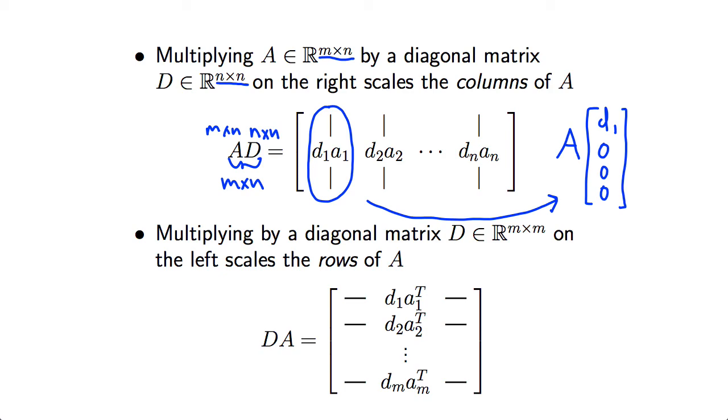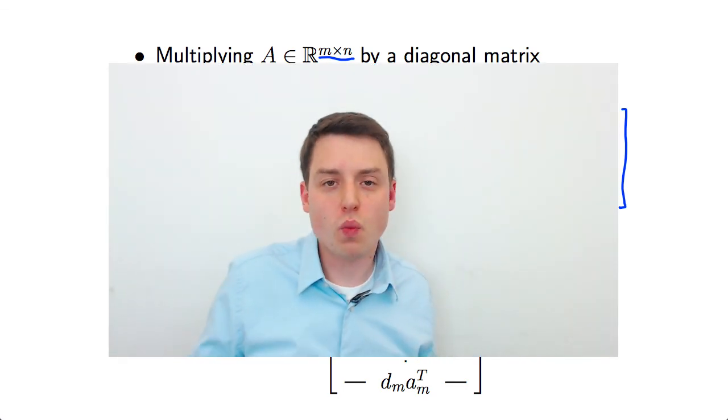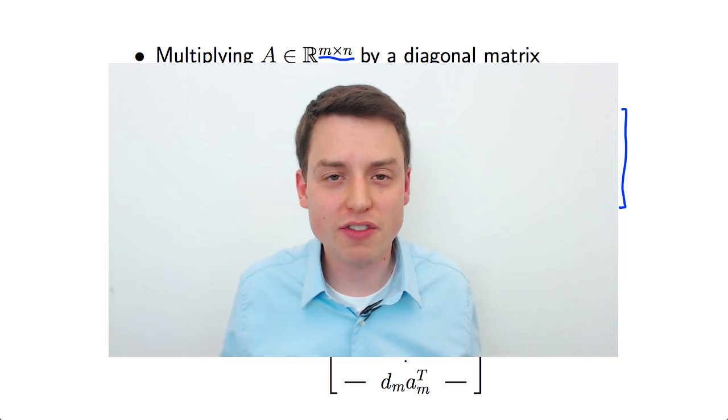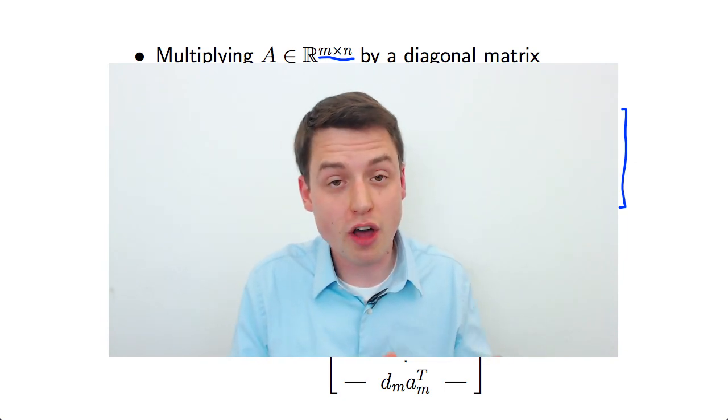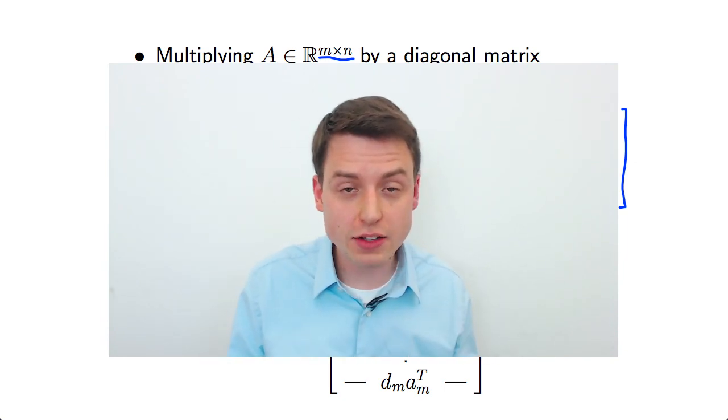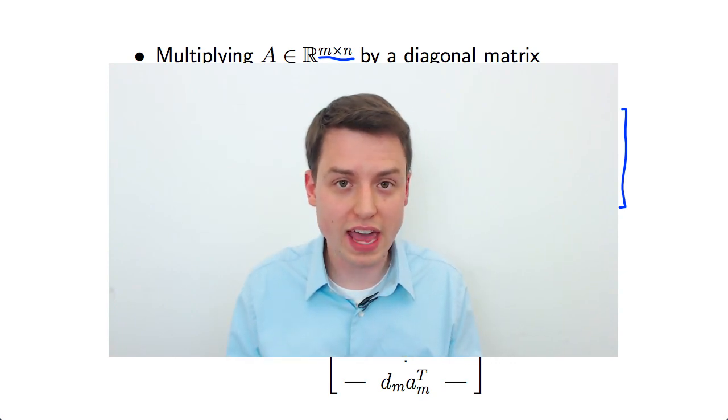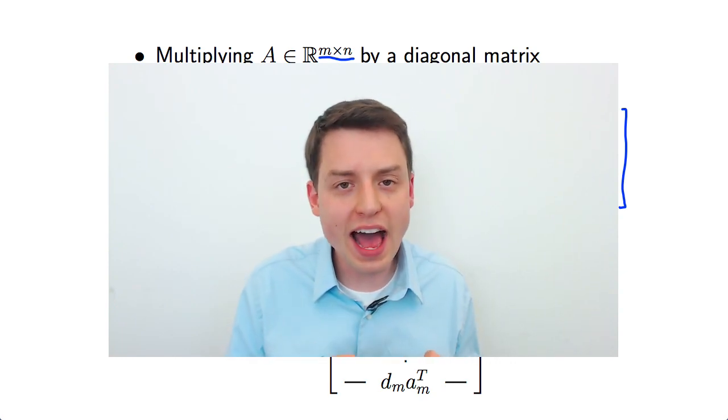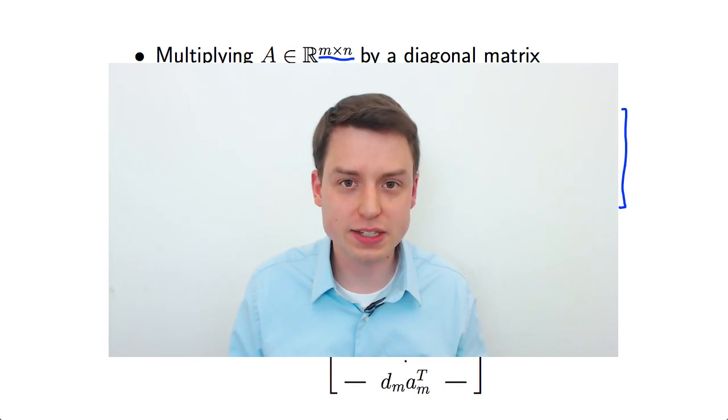Similarly, though I won't write it down as explicitly, if we multiply on the left by a diagonal matrix, that is equivalent to scaling the rows of A by the diagonal elements of that matrix. Now, if you can't remember which is which here, if you can't remember if multiplying by a diagonal matrix on the right or left scales the columns or rows of A, just think about the size these matrices have to be in order to make sense.